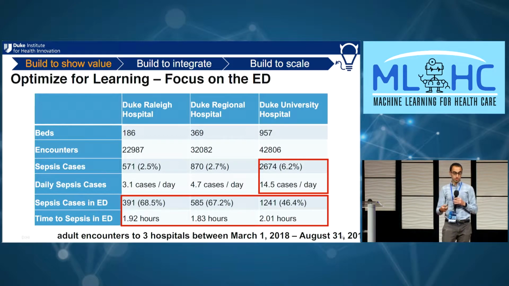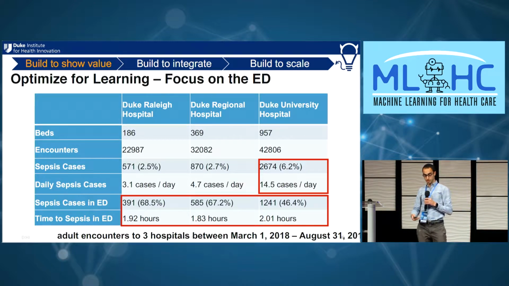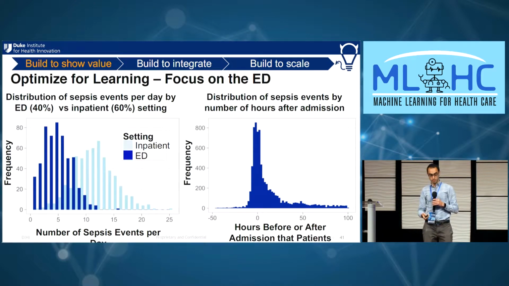You need to optimize for learning. It wasn't explicit at day one, but we very quickly learned that we needed to focus on the emergency department initially across all of our 3 hospitals. Here's just another way of visualizing that information.